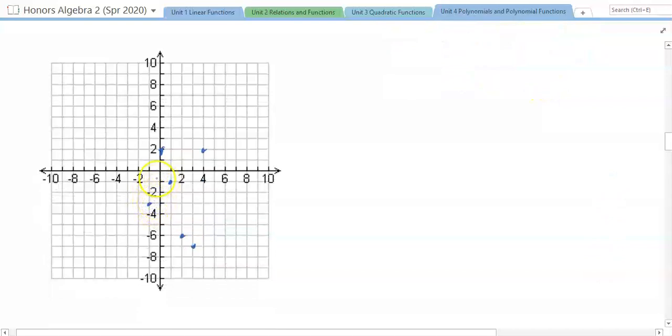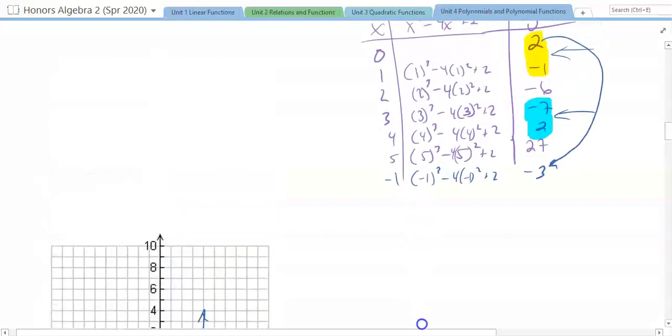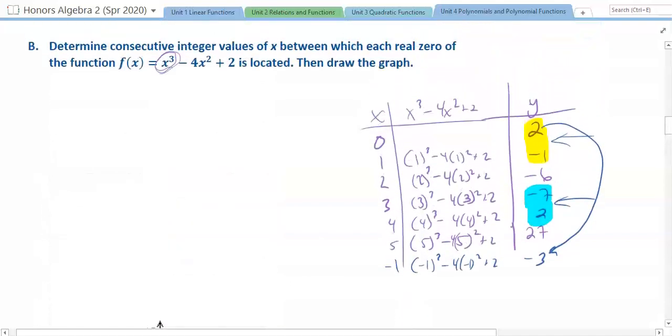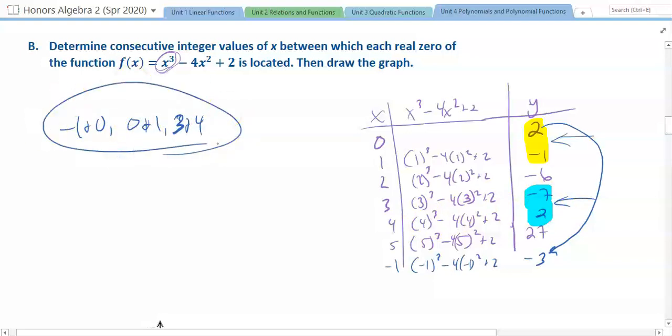And now I'm not going anywhere else because if we look at it, I just start to connect these. We see that I already have my 3 crossings. I don't have any other crossings to go. And so my 3 zeros of this will fall between, the first is between negative 1 and 0, the second is between 0 and 1, and the last one's between 3 and 4. So that would be my 3 zeros of this with their consecutive integers. Okay?